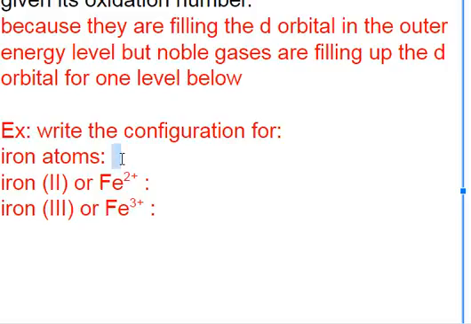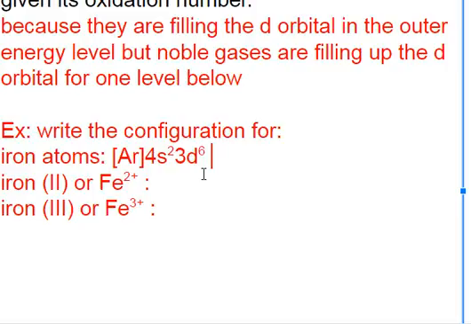So if we look at iron, iron is number 26. It's in period 4, so its noble gas is argon. First 3 floors are full. 18 electrons are set. So then it fills up the 4s, takes 2 electrons. That leaves 6 more for the 3d. And that's what an iron atom looks like: argon 4s2 3d6.